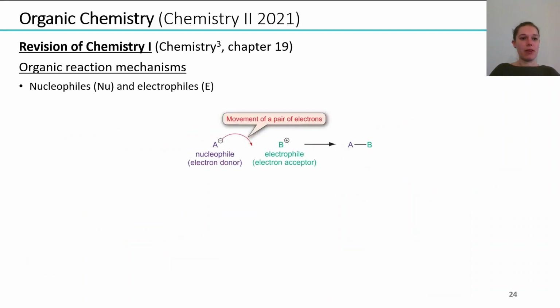So now, after the very general explanations for the possible intermediates, we now talk about some organic reaction mechanisms where the nucleophile and the electrophile interact with each other. And this kind of reaction is called a polar reaction. First of all, a very simple case is that we have a negatively charged nucleophile, which is the electron donor, and then we have a positively charged electrophile, the electron acceptor.